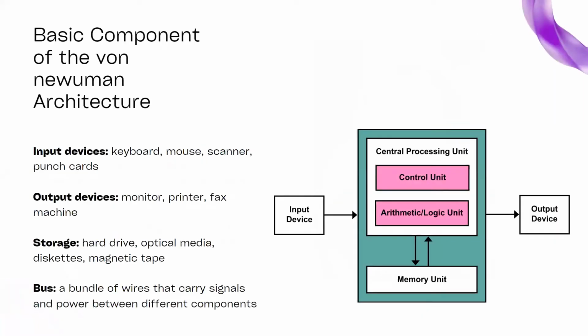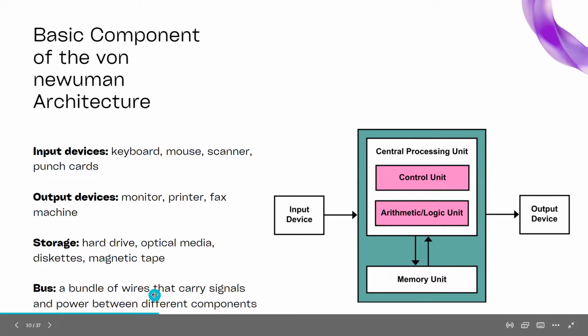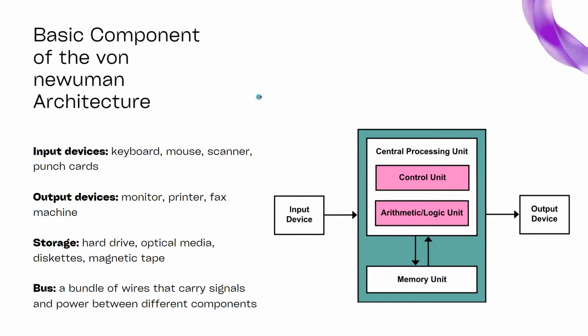And the third component is the input device. You know about keyboard, mouse, scanner, pads. And the fourth is output devices like a monitor, printer, fax machine, and the storage such as a hard drive, optical media, diskettes, magnetic tape. And in the von Neumann architecture, everything is linked by a bus, a bundle of wires that carry signals and power between different components. This is about von Neumann architecture.